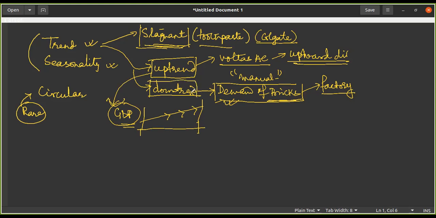So these are some of the examples, but if you look at the circular examples, the effect in this case is very, very small, it is going to be very, very less. So we are going to mostly talk about trend and the seasonality side, where trend can be stagnant, it can be uptrend, it can be downtrend.